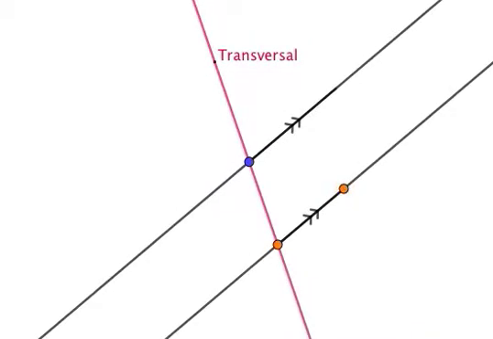And then this red line is called a transversal. And a transversal is just a line that intersects two different lines at two different points. So it's intersecting two lines, one at this blue point and one at this orange point. And that's what a transversal is. And it turns out that 8 angles are formed when you have a transversal that cuts through any two lines.